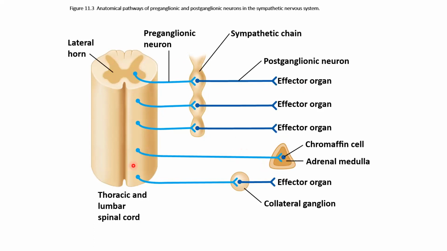And then the third route here is that it can synapse onto a ganglion that's not a part of the sympathetic chain, and we can refer to this as a collateral ganglion or a prevertebral ganglion, okay? And then from there, it's going to synapse out to its effector organ.